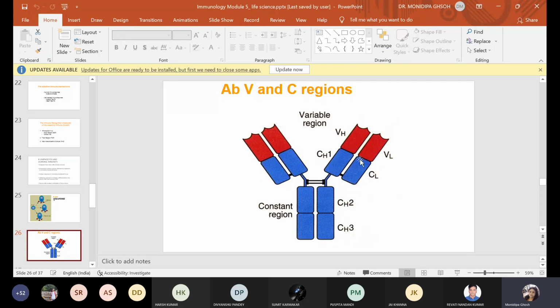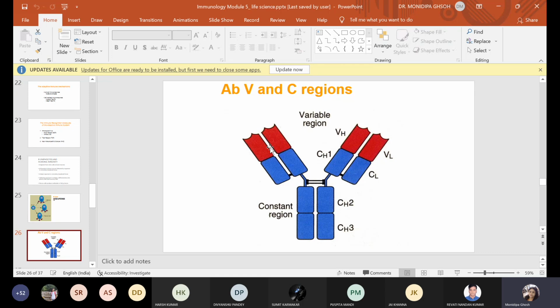But the rest of the portion is called the constant region, this blue portion. Within a species, genus, you know, the classification methodology of naming organisms, maybe an animal or a plant, there are genus, species, phylum, subphylum. There are different classifications. So within a species, all the constant region amino acid sequences are almost the same. That is why they are called C or constant.